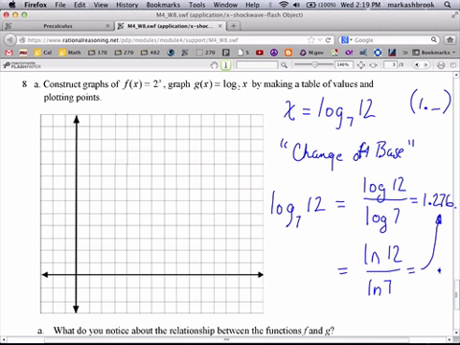So if you have a base other than 10 or e, and you want to get a good approximation, you need to use this formula, which says change the base to anything you want, and then do the log of the number over the log of the original base. And that will give you the exponent of 7 that would give 12. Anybody have a question on that?